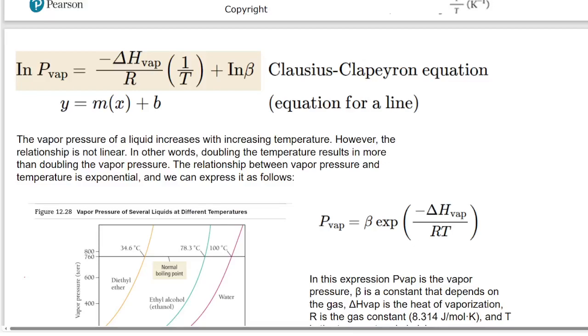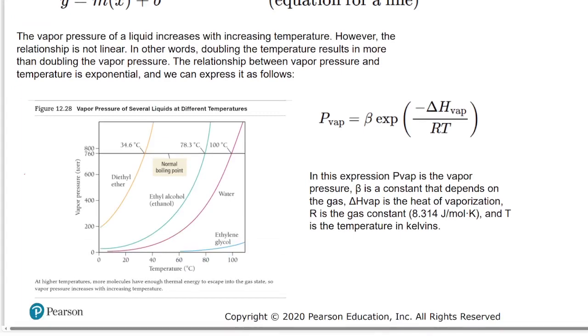Next, we'll look at the Clausius-Clapeyron equation. In this equation, we're relating vapor pressure to temperature. Remember from a vapor pressure curve that vapor pressure is related to temperature, not linearly, but exponentially. So vapor pressure increases exponentially as the temperature increases.